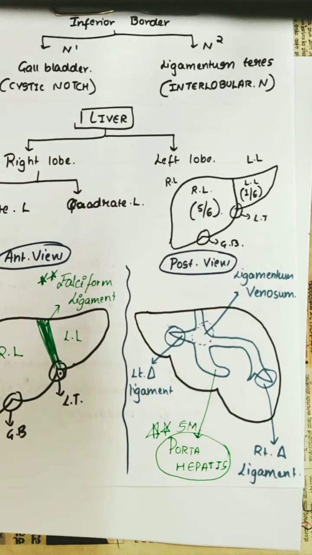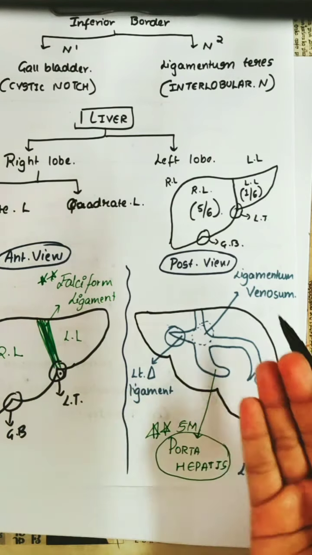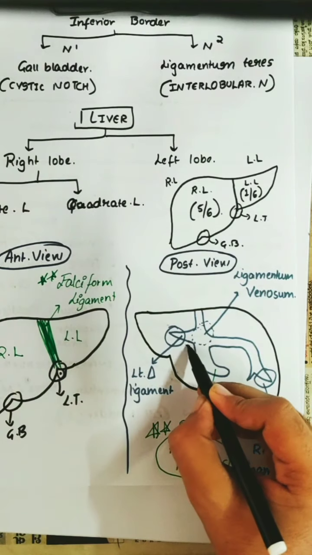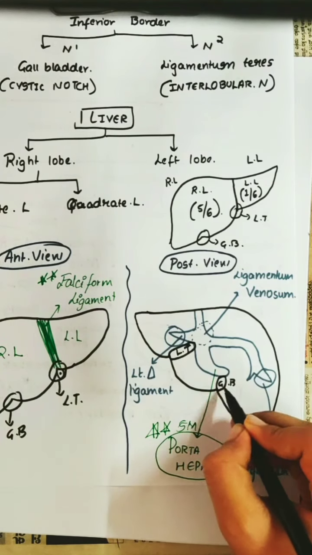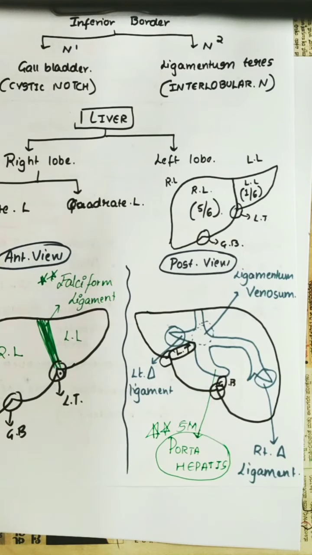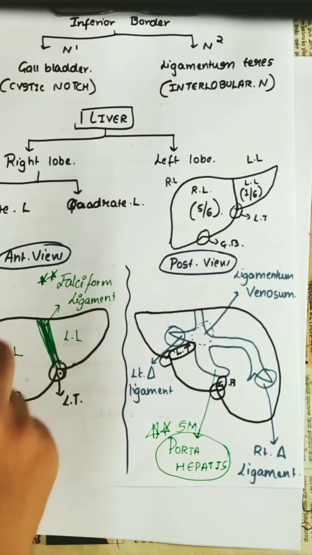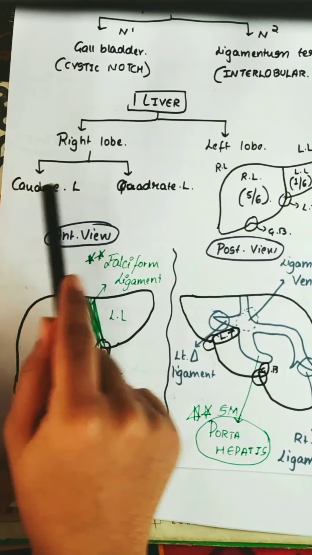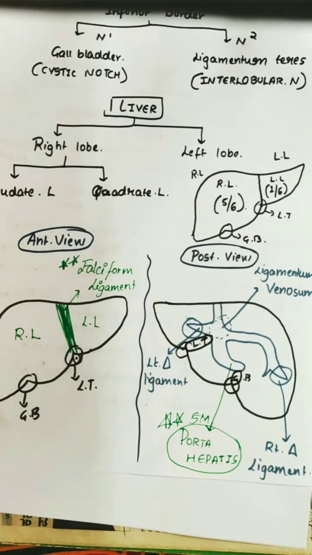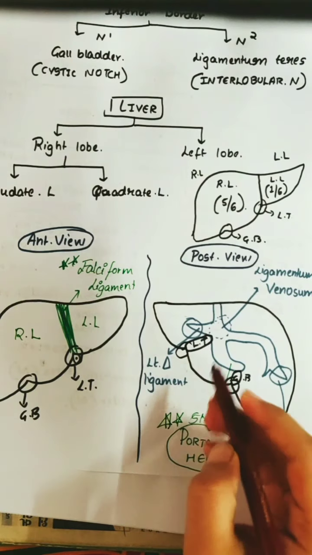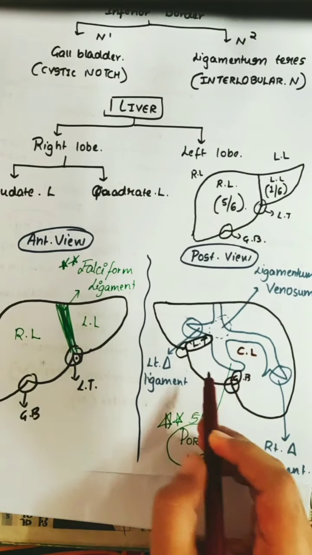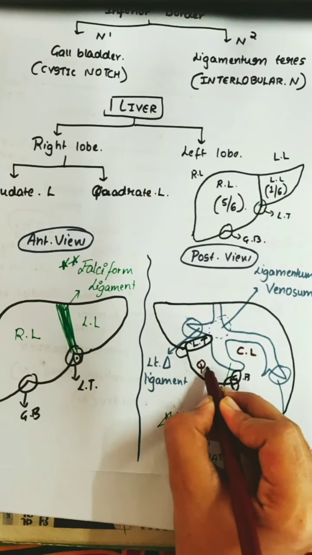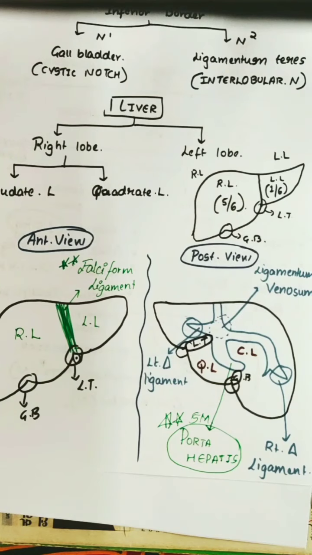Next, as usual, you can see the two notches. Since it is the posterior view, this becomes the opposite. So this is the notch for the ligamentum teres and this is the notch for the gallbladder. I said in the right lobe there are two extra lobes, the caudate lobe as well as the quadrate lobe. You can see it clearly here. So this part is the caudate lobe and this other part is the quadrate lobe.